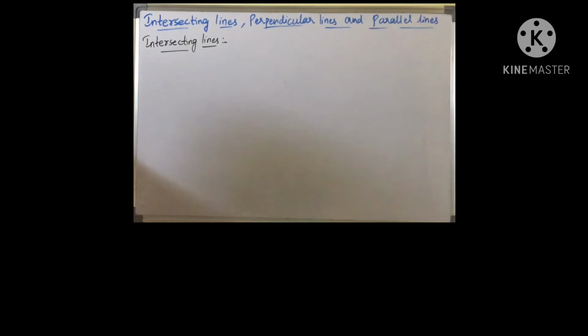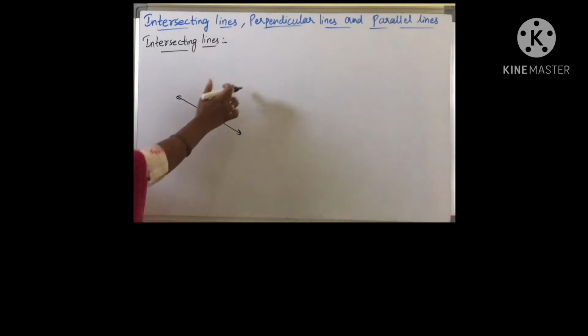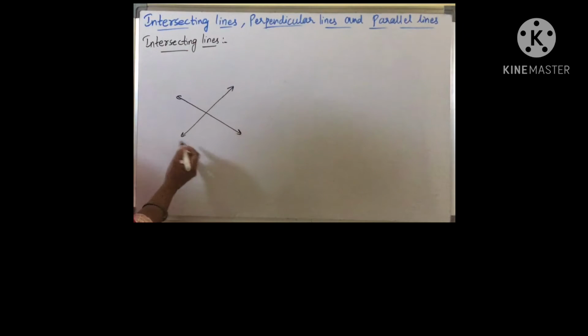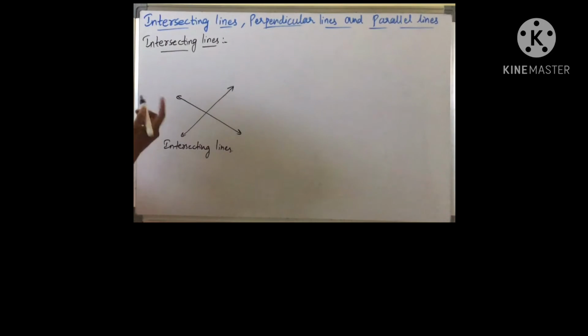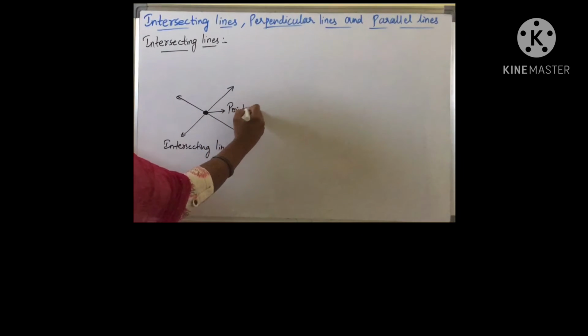See, when two lines cross each other, this is one line and this is one line. Here, when the two lines cross each other in a plane, they are called intersecting lines. And they are having a common point. Means this line and this line is intersecting at this point, right? So the intersecting lines share a common point which exists on all the intersecting lines, and this is called as point of intersection.